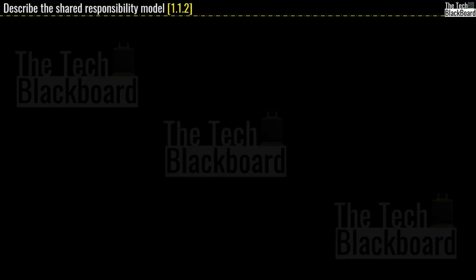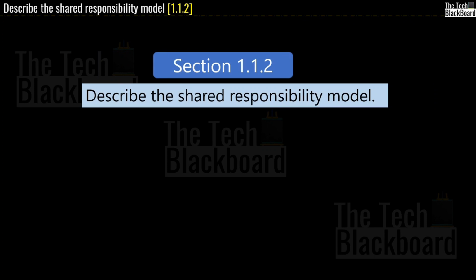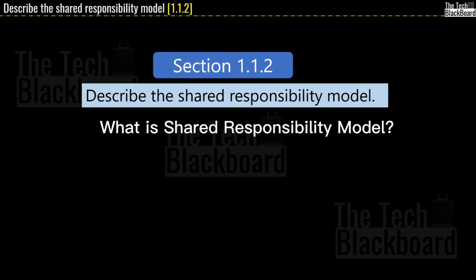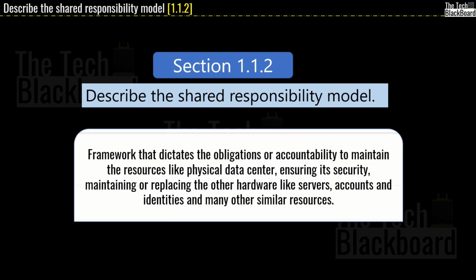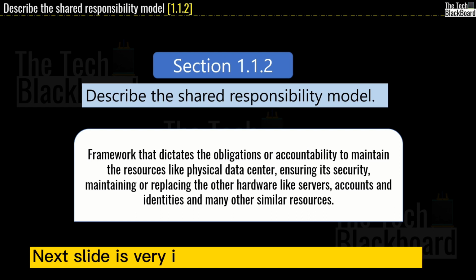Our next section, which is section 1.1.2, is about describing the shared responsibility model. First, let's try to understand what it even means, what exactly is shared and between whom. Simply put, it is a sort of framework that dictates the obligation and accountability to maintain resources like the physical data center, ensuring its security, maintaining or replacing other hardware like servers, accounts and identities, and many other similar resources.